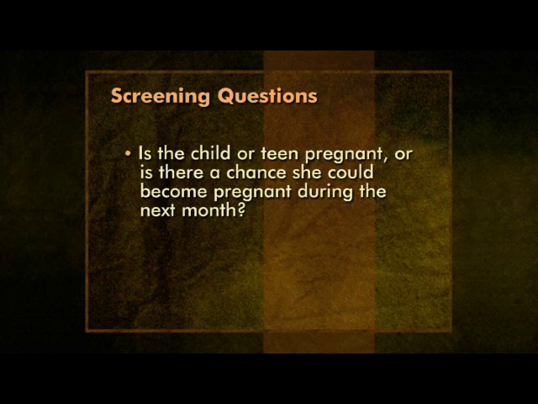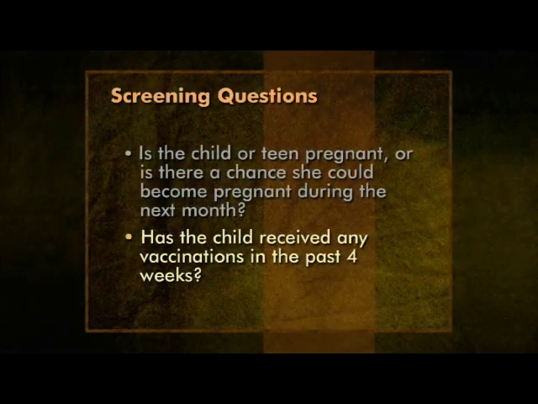The next question: is the child or teen pregnant, or is there a chance she could become pregnant during the next month? This question should be asked of all females of childbearing age, including young adolescents. MMR and varicella vaccines are contraindicated within 4 weeks of and during pregnancy due to the theoretical risk of virus transmission to the fetus.